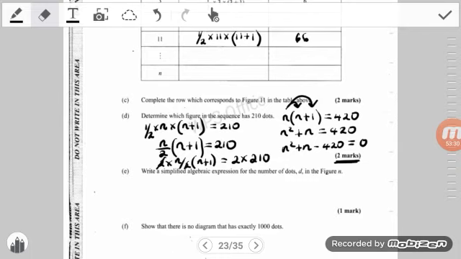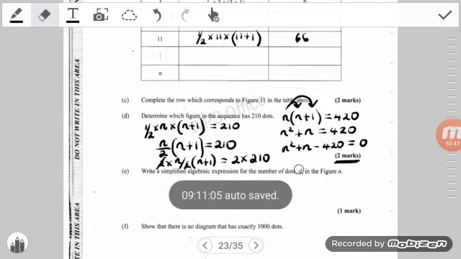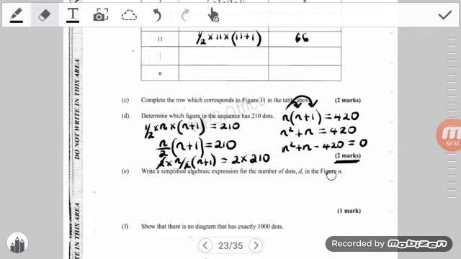Part E here, write a simplified algebraic expression for the number of dots D in the figure n. So basically what they want is some sort of formula. Write a simplified algebraic expression for the number of dots D in the figure. So D represents the amount of dots and n represents the figure. But we had initially written it down here.